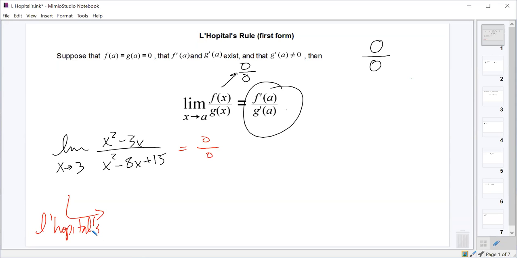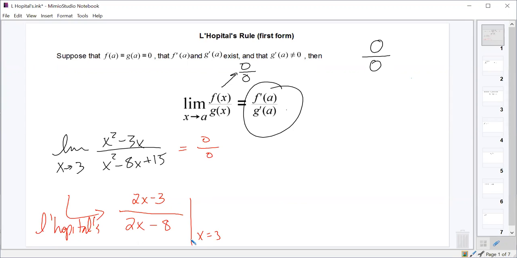So we can use L'Hopital's rule, and anytime you use L'Hopital's rule, they want you to indicate on the AP test that that's what you're using. So we can say that using L'Hopital's rule, this should be equal to the derivative of the numerator, which is 2x minus 3, divided by the derivative of the denominator, which is 2x minus 8, evaluated at x equals 3. This is what L'Hopital's rule says we can do. Take the derivative of the numerator, take the derivative of the denominator, and then make a new quotient and evaluate them at your original a value.